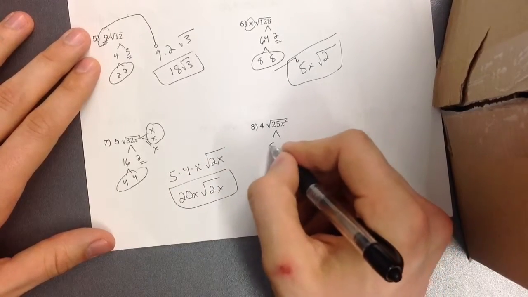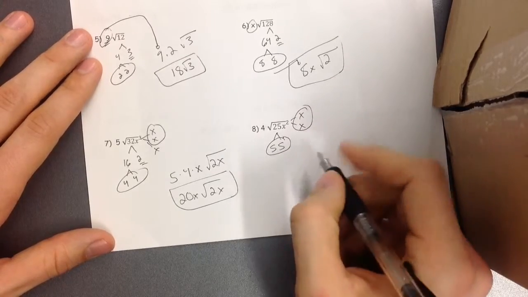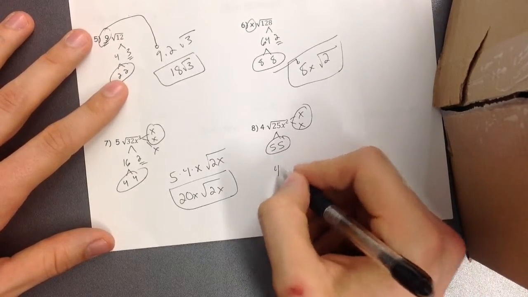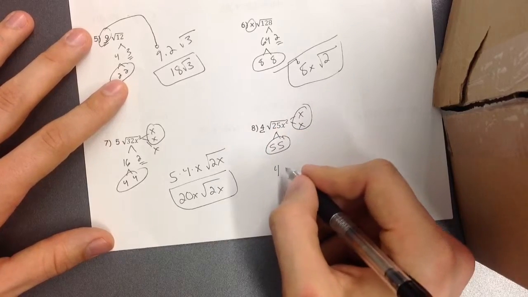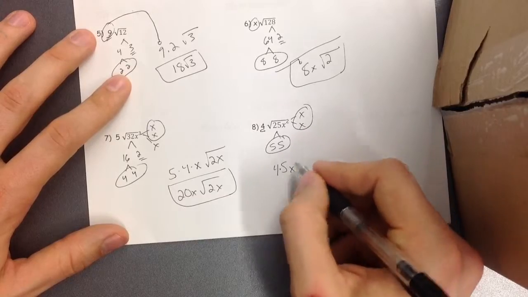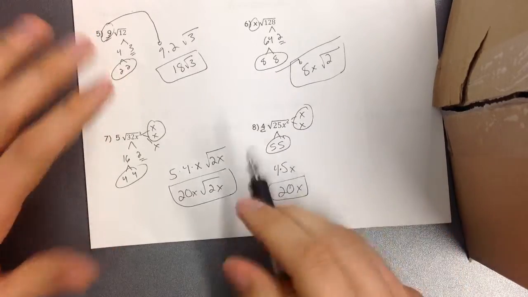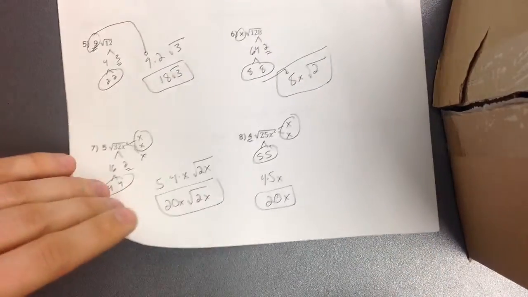This one, I'm going to have a pair of 5s. I'm going to have a pair of X's. Nothing is left on the inside, so I won't have a radical anymore. The 4 was already on the outside. My 5s are coming outside, and then I've got this pair of X's that's also coming outside. Again, nothing is left on the inside, so I'm done. All right. Moving right along.